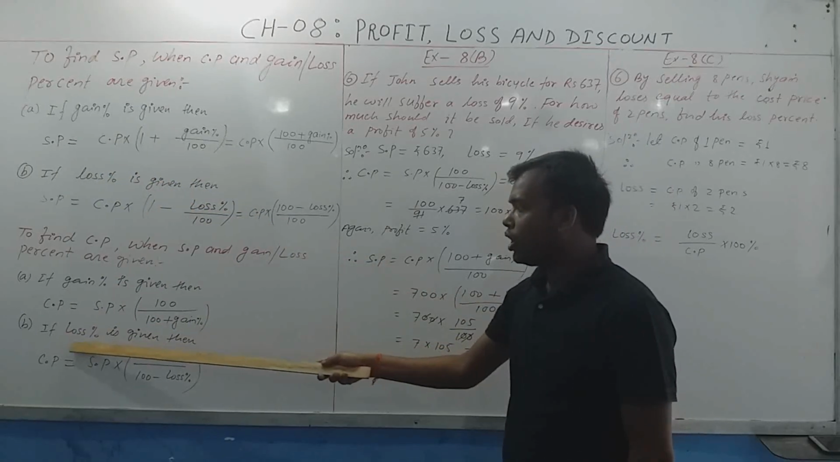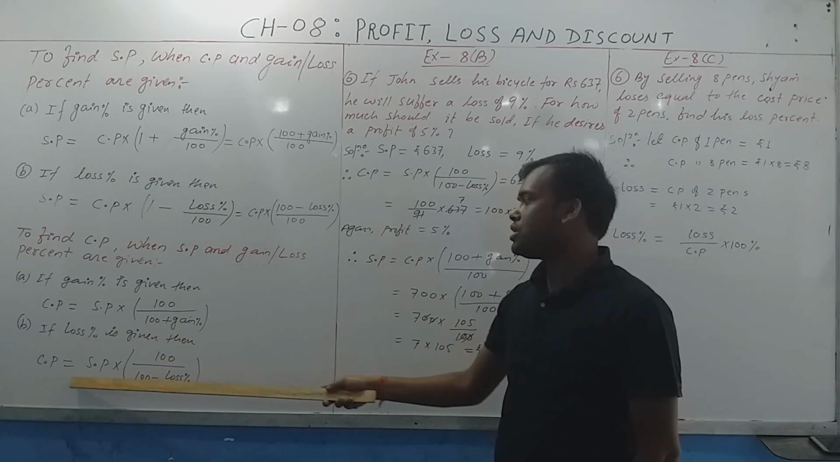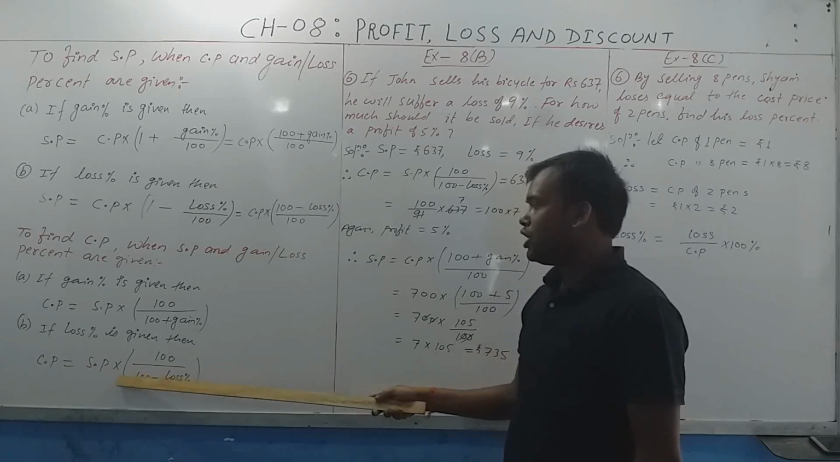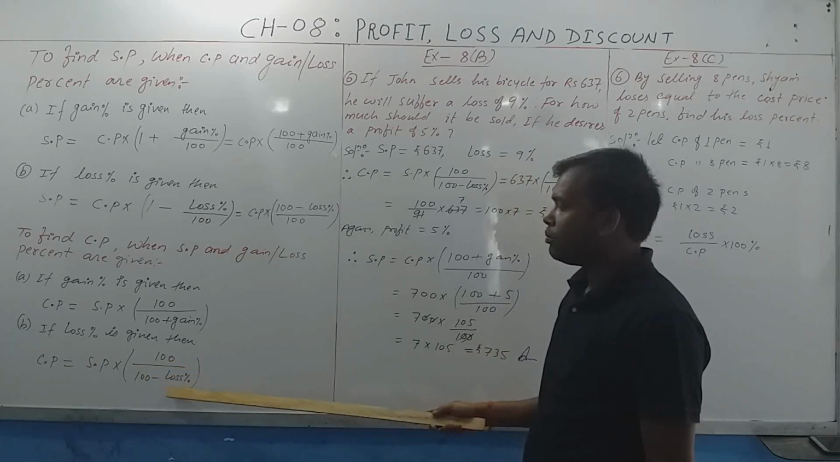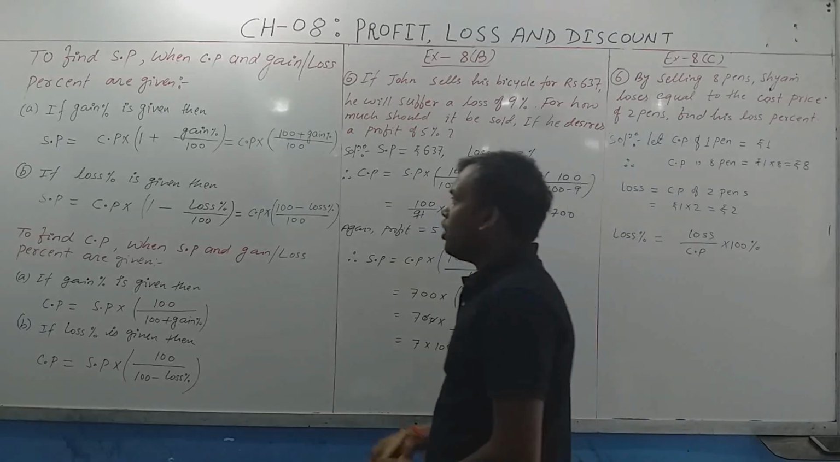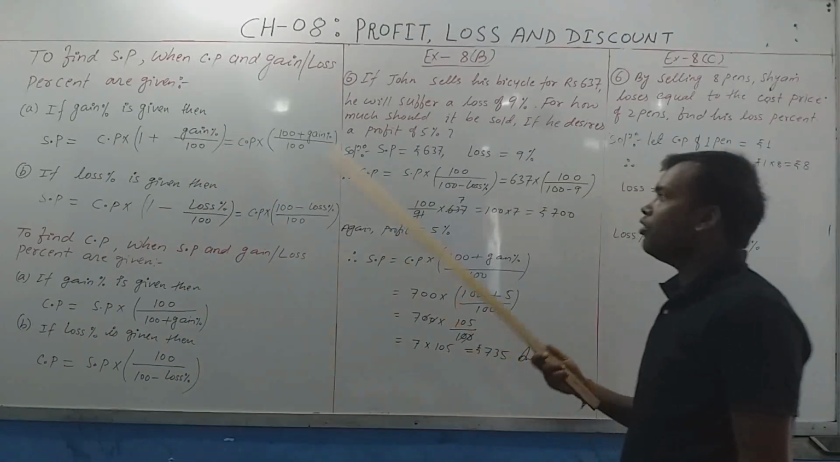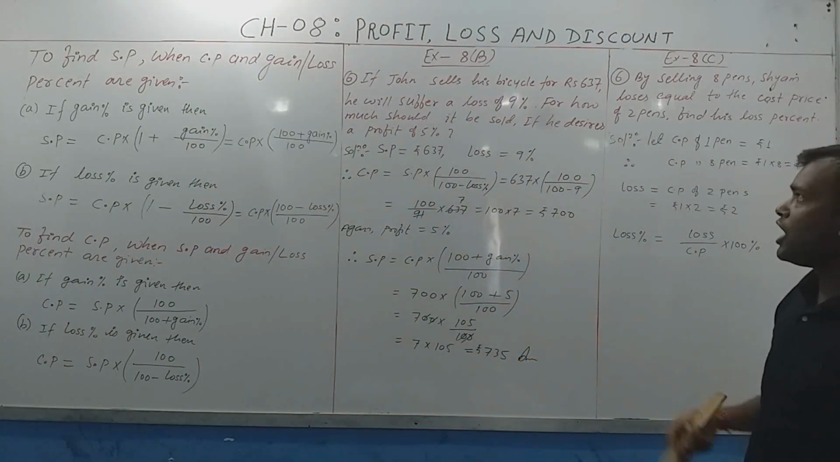Now the loss percent is given. Then CP is equal to what? SP into 100 divided by 100 minus loss percent. Now related to these formulas, I have one example from exercise 8B.